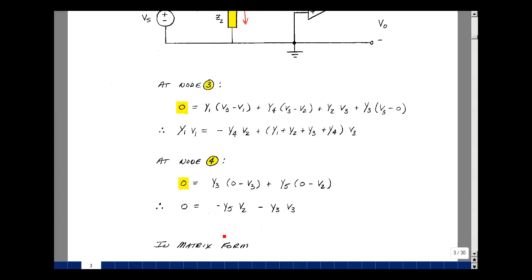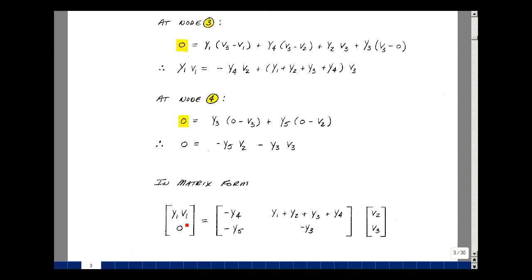Let's again arrange terms by our 2 unknowns, V2 and V3. So things that multiply V2 is a minus Y5, and things that multiply V3 is a minus Y3. This is in the matrix form, where this term is equal to this term times V2, and then this term times V3. Second equation, I've got 0 is equal to this term times V2, this term times V3. I want to solve for node voltage V2, which is my output voltage.